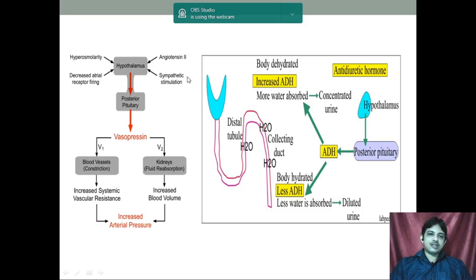Sympathetic stimulation, angiotensin 2, hyperosmolarity, and decrease in arterial receptor activity are responsible for triggering the hypothalamus and posterior pituitary to release vasopressin or ADH. This vasopressin acts on two receptors, V1 and V2. V1 is present in the blood vessels and is responsible for contraction, increasing peripheral vascular resistance and blood pressure. Whereas V2 is present in the kidney and causes fluid reabsorption, which increases the blood volume and in turn increases the blood pressure.